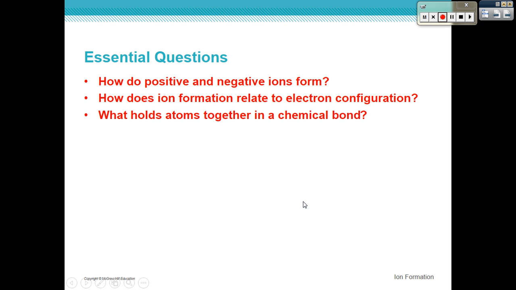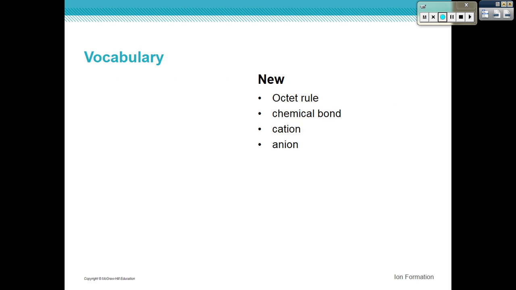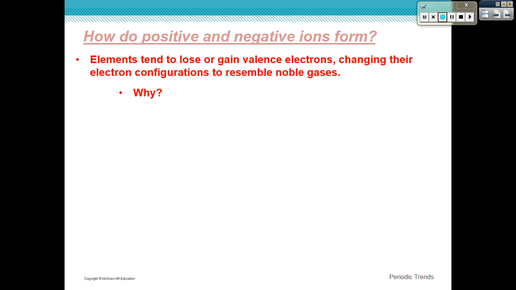As a matter of fact, the 3 questions you want to focus on is first, how do we create these positive and negative ions, as we call them? Secondly, how does ion formation relate to the electron configuration of the atom? And then lastly, what is holding the atoms together in a chemical bond? So first, let's talk about how do we create those ions.